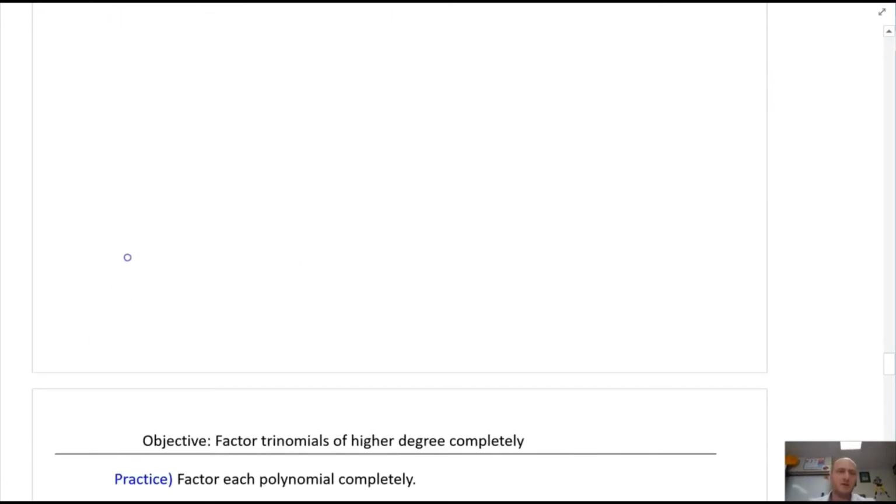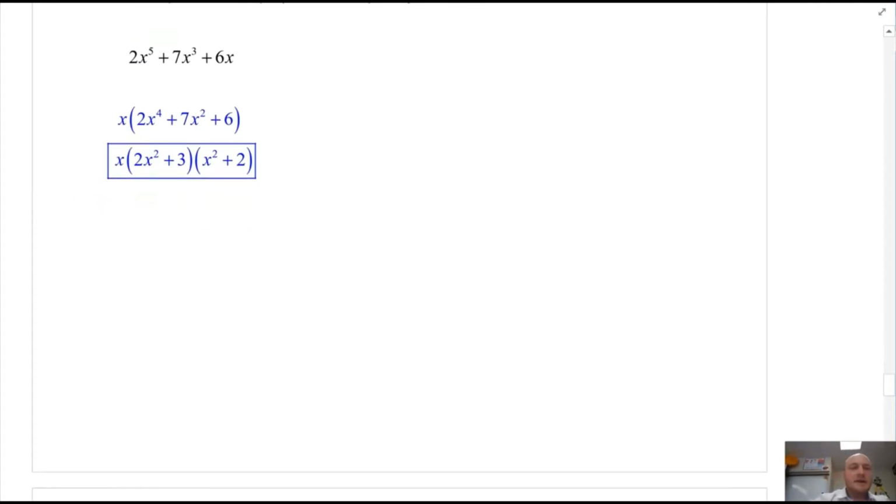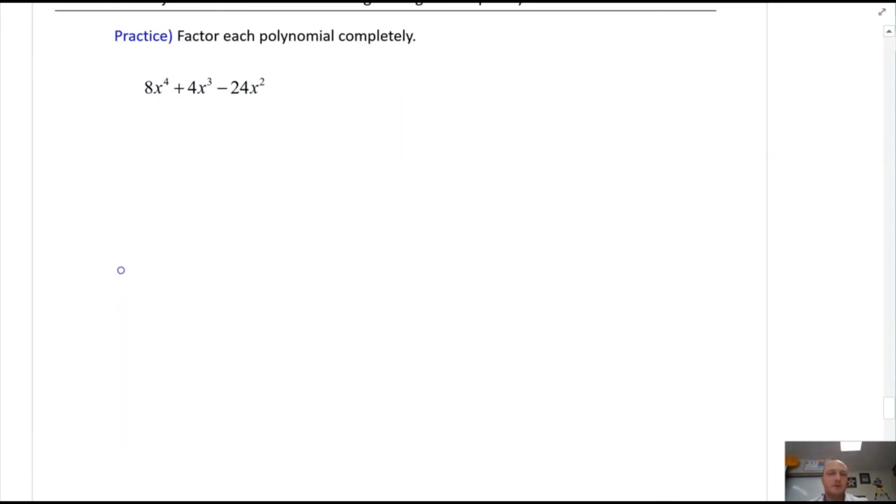All right, hopefully you paused the video. You do have a GCF of x initially, and then again, notice here's your a term, here's your c term. So you want 2 factors that add up to give you your b value, which is 7, and you want 2 terms that multiply to give you a times c, which is 12. Okay, and so that would be obviously 3 and 4. Okay, and then here is your solution. All right, next example. Here you go.